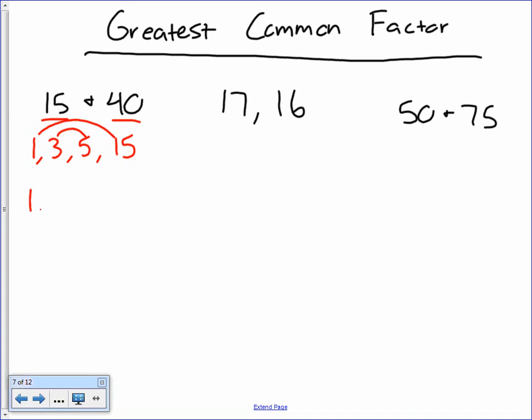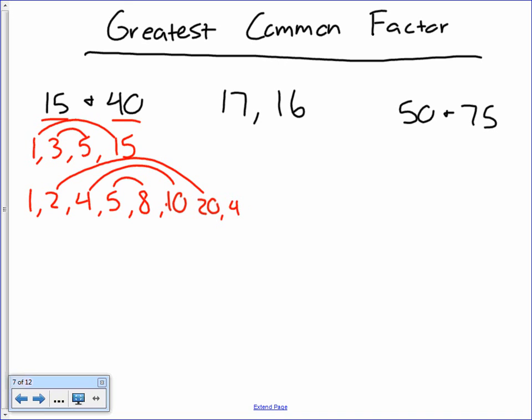Well, 1 divides 40. 2 divides 40. 3 doesn't. 4 divides 40. 5 divides 40 because anything that ends in 0 or 5 does. 6 does not. 7 does not. 8 does. 8 with the 5 gives me 40. Okay, 9, 10. 10 with the 4 gives me that. And you can get the idea. So we have 2 and 20. 2 times 20 gives me 40. And of course, itself.